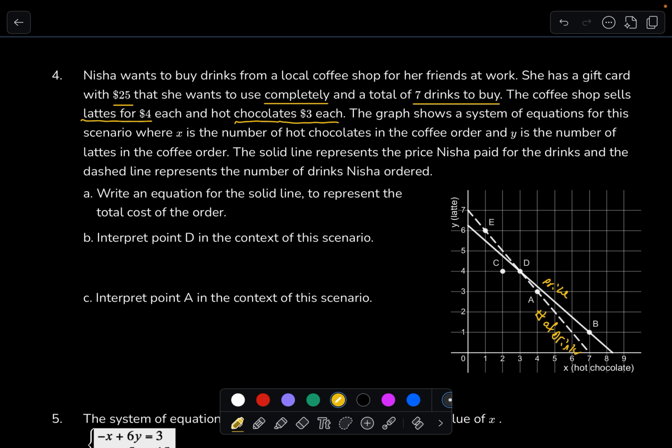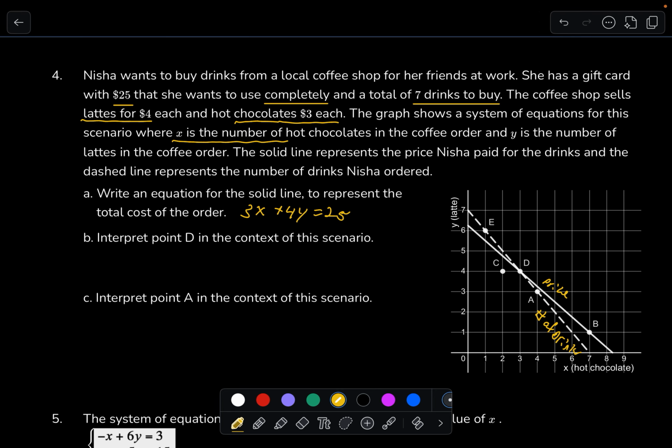Well, that's the money she spent. And we know she wants to use all of her $25. Okay. And they say that X is the number of hot chocolates. So that'll be X, and the cost of a hot chocolate is $3. And then Y is the number of lattes, and they're each $4. So you have this, 3X plus 4Y equals 25. That's the equation of this price line, which is solid.